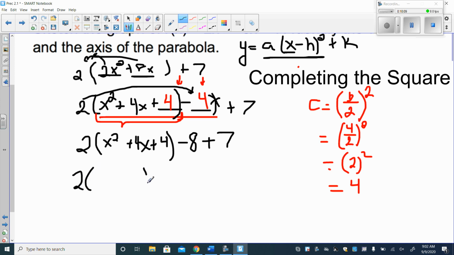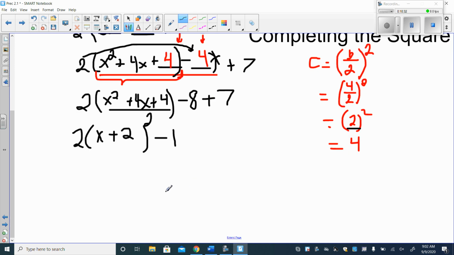Now we can go on and factor this here. What we end up getting is x, because that's what it's going to be. And then it's whatever number is inside when completing the square, before we simplify, so it's plus 2. So 2 times x plus 2 squared, and negative 8 plus 7 is negative 1. So we get this here, and this, again, is lining up with our a times x minus h squared plus k.